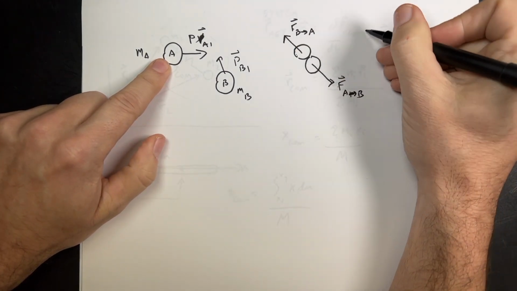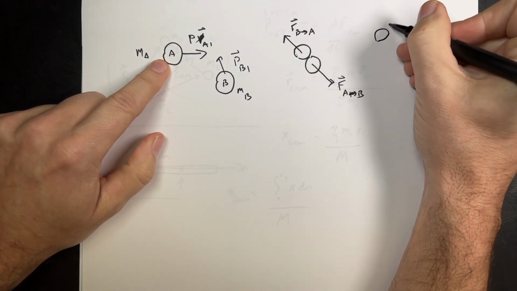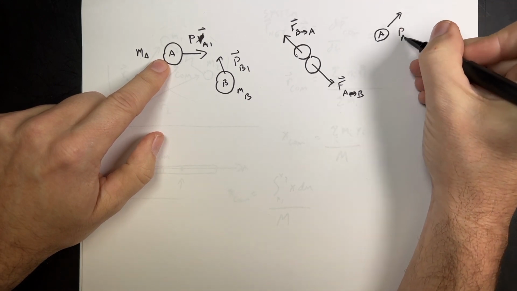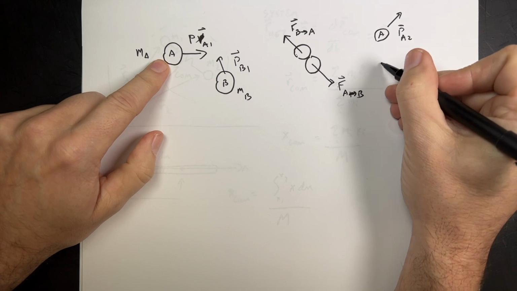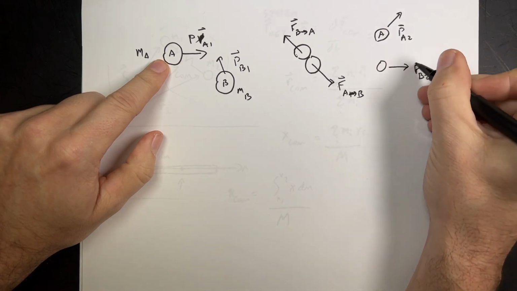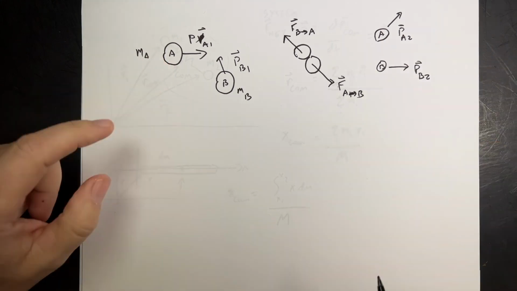Well, it changes momentum. So after the collision, maybe it's coming like this. We'll call this A. This is P A2. And this is over here, I'm just picking P B2. That's B. And it got smaller.